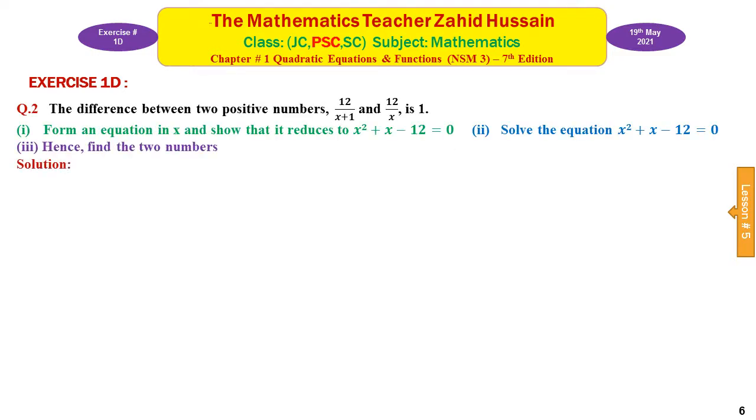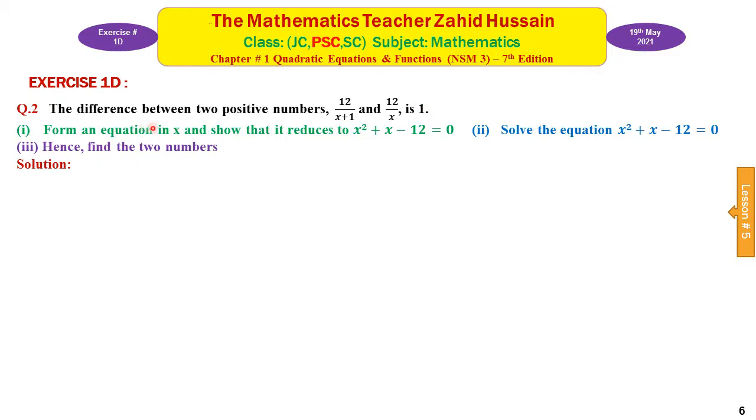Now this is question number 2. This question has three parts. The statement is that the difference between two positive numbers, 12 over x plus 1 and 12 over x, is 1. These are the two positive numbers, 12 over x plus 1 and 12 over x. When you subtract them, the answer is 1.